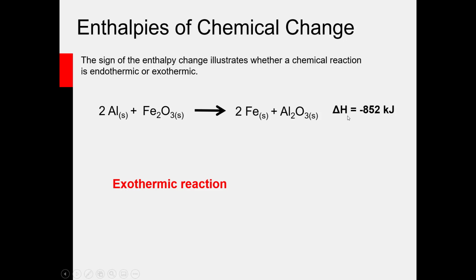And what the thermochemical equation is saying is that for every 2 moles of aluminum that we run this reaction with, 2 moles of aluminum participating in the reaction would release 852 kilojoules of heat. So notice that the enthalpy changes are for the reaction as written, and you're only going to get that 852 kilojoules of heat released if you can run this reaction starting with 2 moles of aluminum and 1 mole of iron oxide.